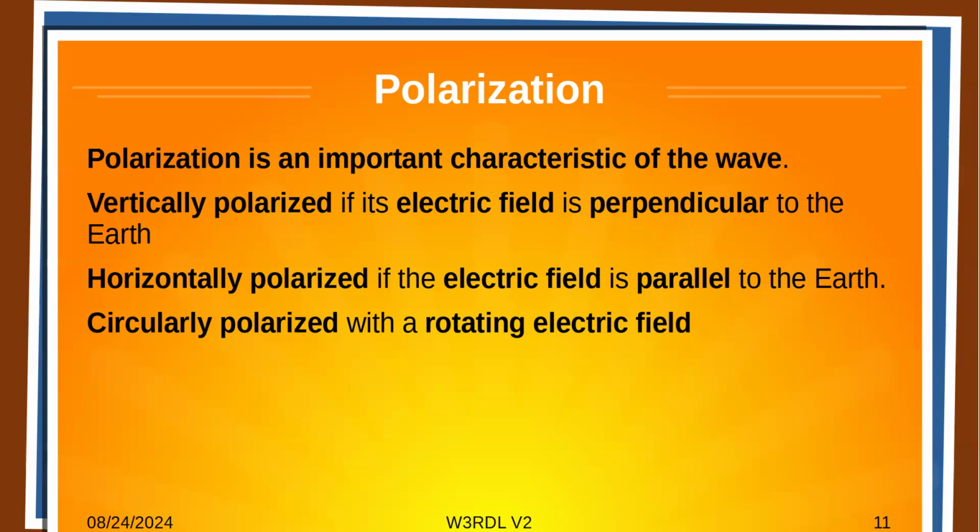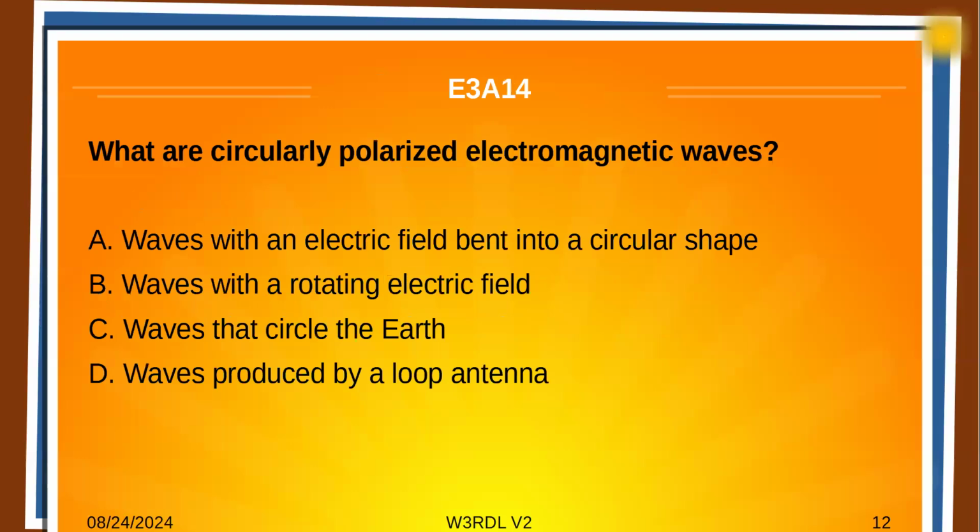If it's rotating, which means it's vertical, it's horizontal, it's vertical, that's called circular polarization, which is what you get from a satellite that's rotating because the antenna is actually rotating. So you either need an antenna that you can move around, or two crossed antennas to pick it up both ways. What are circularly polarized electromagnetic waves?